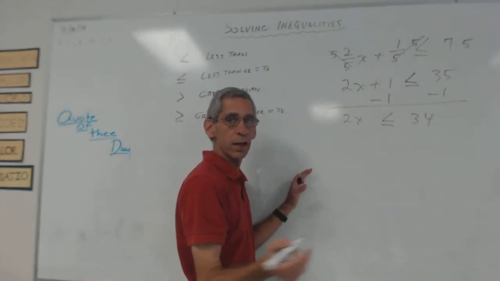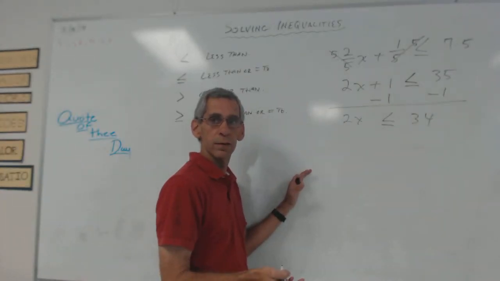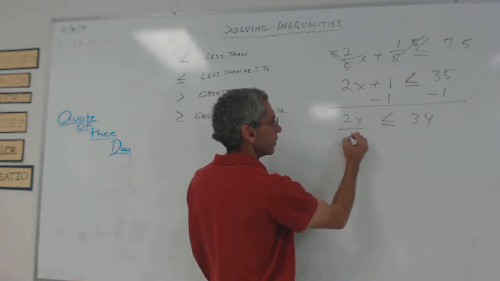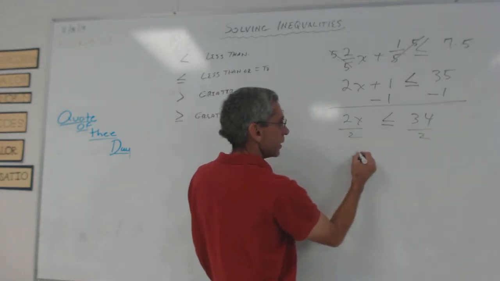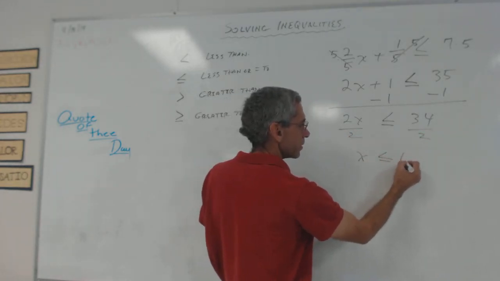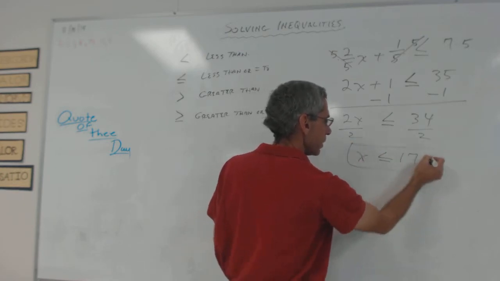Now what? Ooh, yes, I know. Ben? You would have to divide 2x by 2. Right? And then divide the other side by 2. Right? And then you should get 17. Yes, beautiful. So there we go.